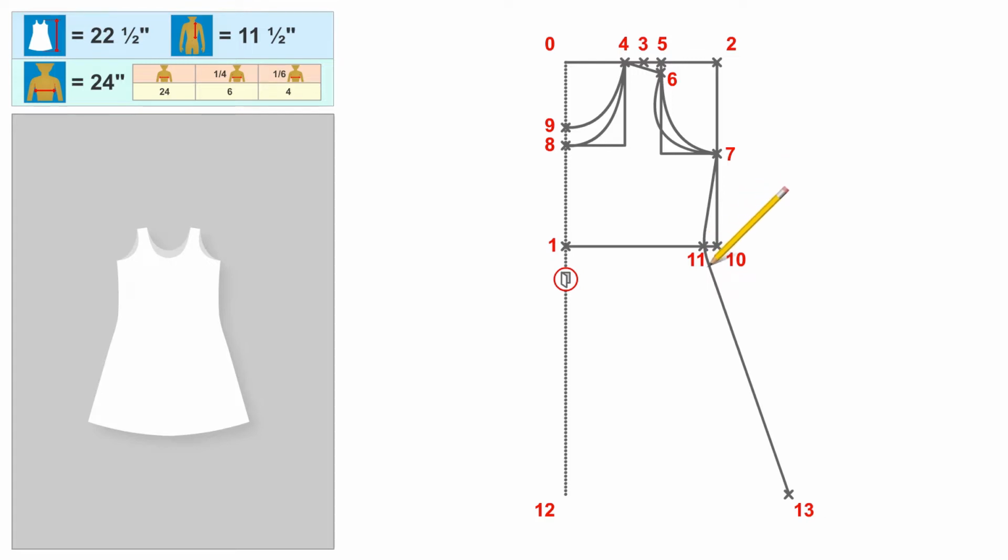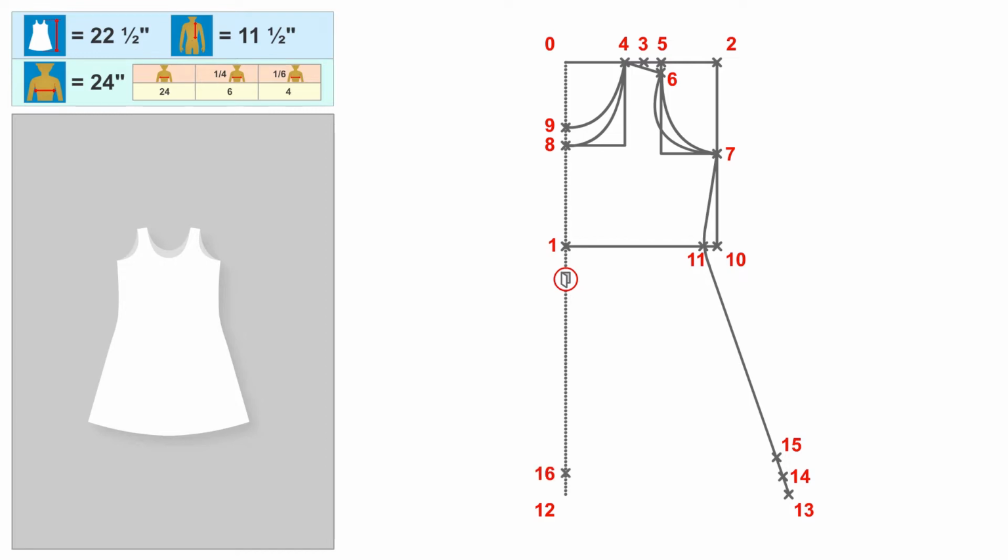Shape the side seam at the waist in a soft curve from one straight line to the other. Then from point 13, measure 3/4 inch upwards and make a mark. This is point 14. Again from point 14, measure 1 inch upwards and make a mark. This is point 15. From point 12, measure 1 inch upwards and make a mark.